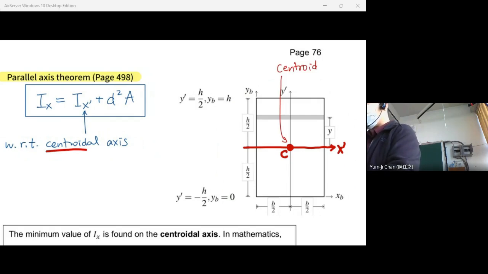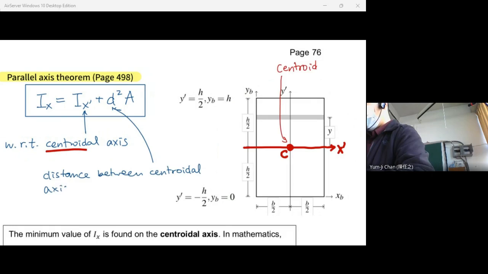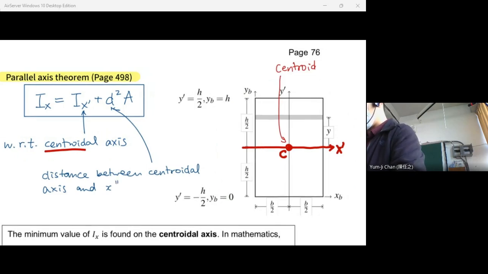the value d is the distance between the centroidal axis and, I would say, the x double prime axis. Okay, and please put double prime here.